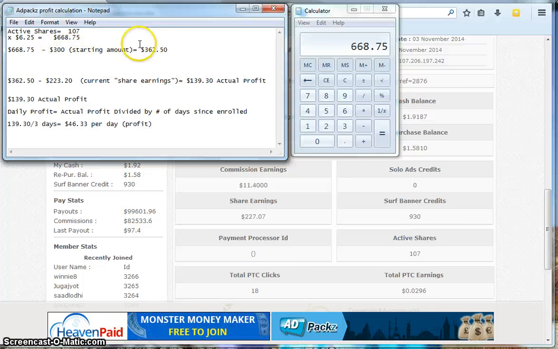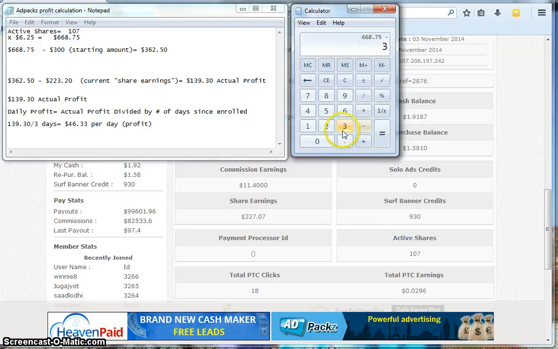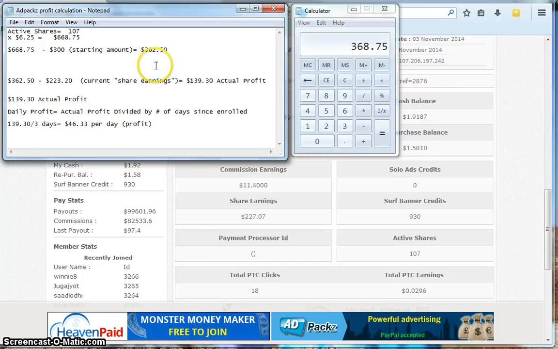Okay, what we're going to do is subtract the actual starting balance, the starting amount. I funded this account with 300, so that was my starting amount. So I'm going to subtract 300. It's going to leave me a balance of 368.75.